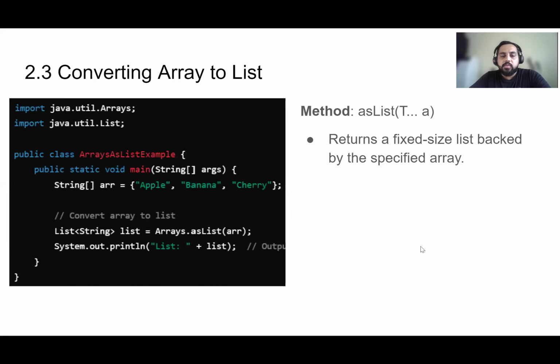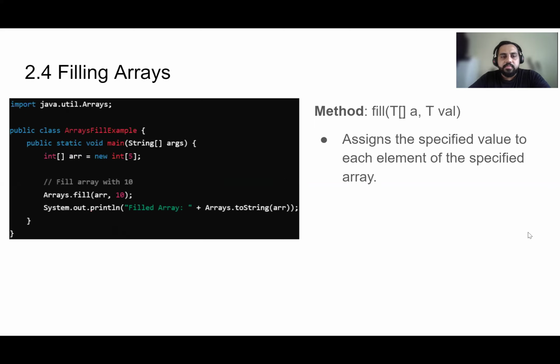And converting array to list. Suppose I have an array of apple, banana, and cherry. I just want to convert it into a list. So what I can do is use this utility class Arrays, where we have a method called asList. I can call Arrays.asList and pass this array to it. It will provide me a list, which is of type collection.